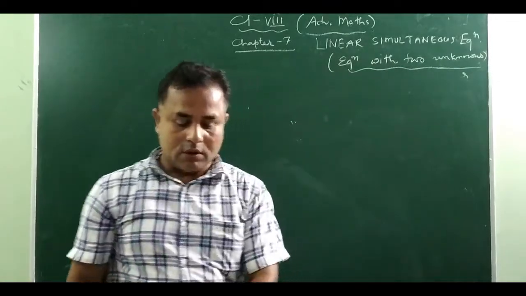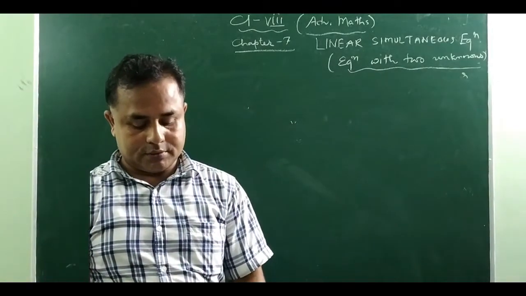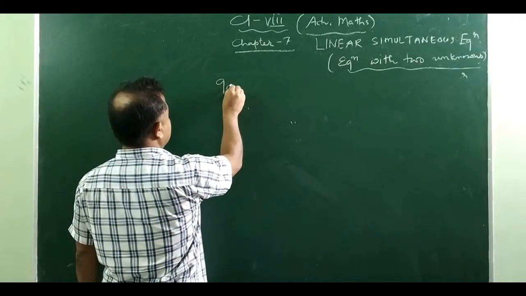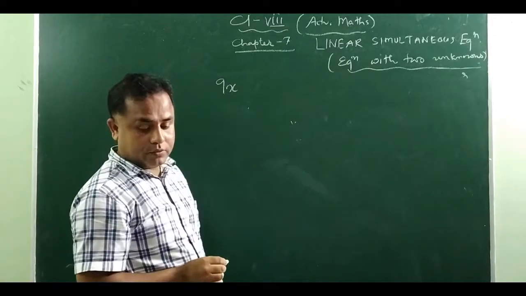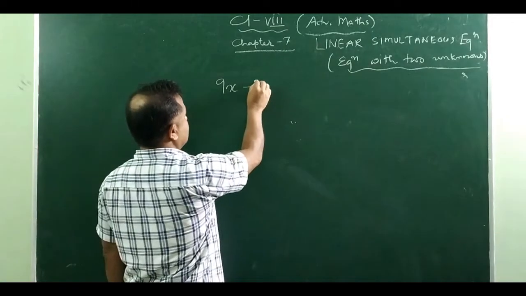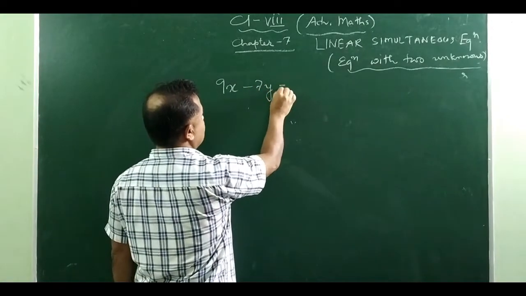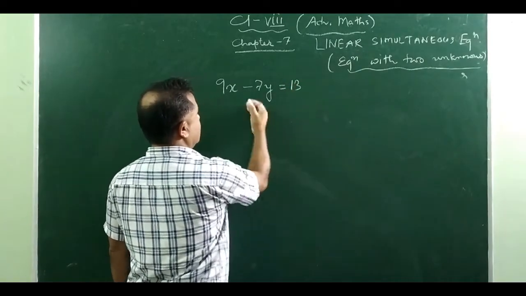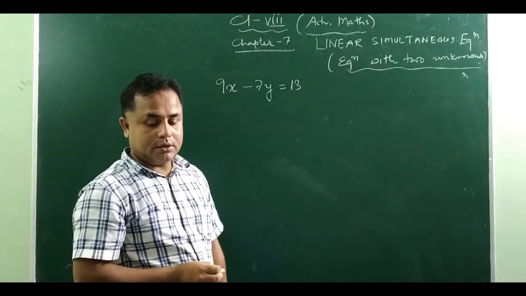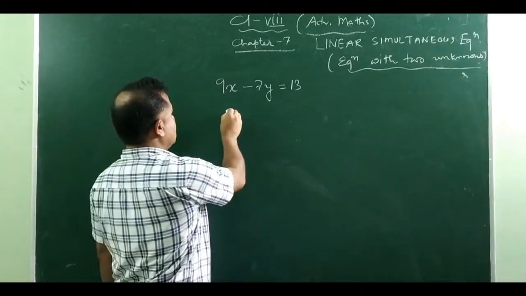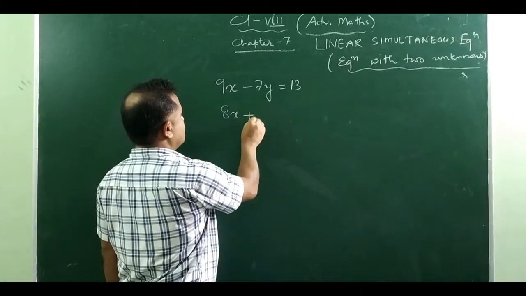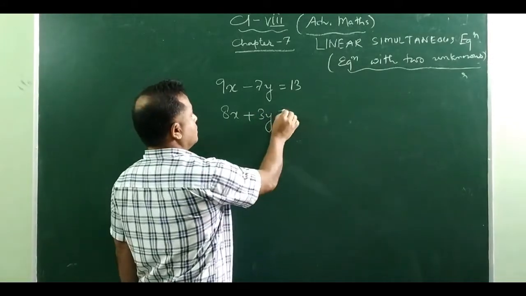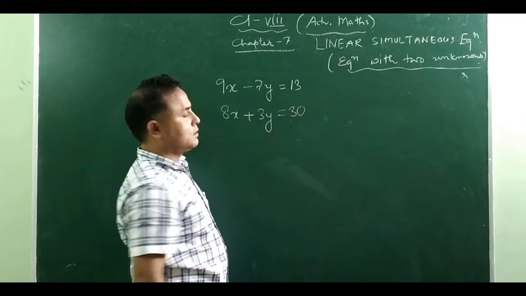So let's start with step one, equations. Say for example, let me take two equations: 9x minus 7y equal to 13, and another one, 8x plus 3y is equal to 30.